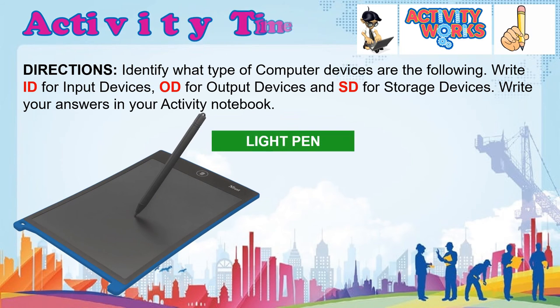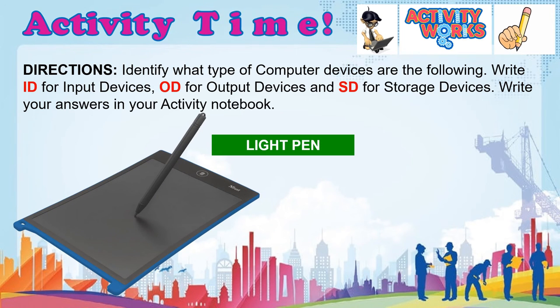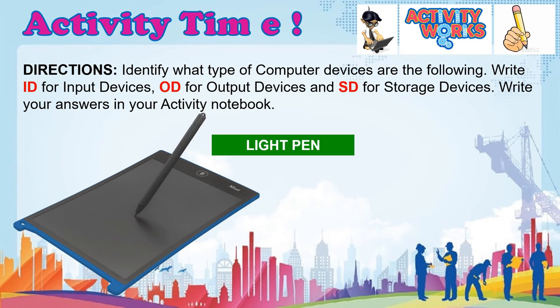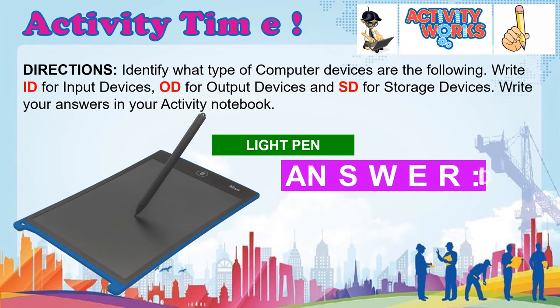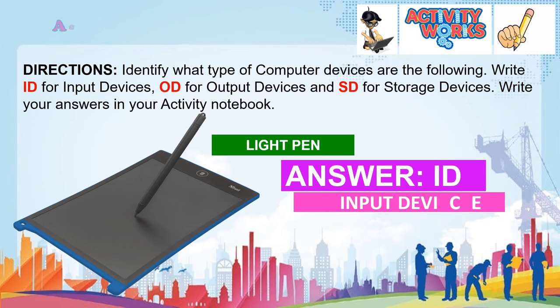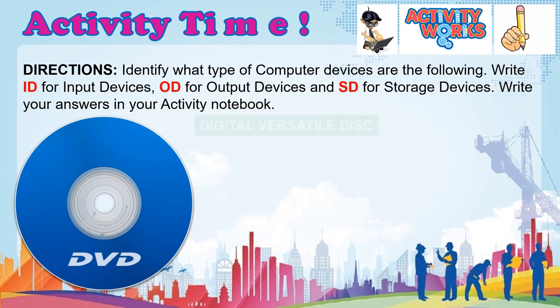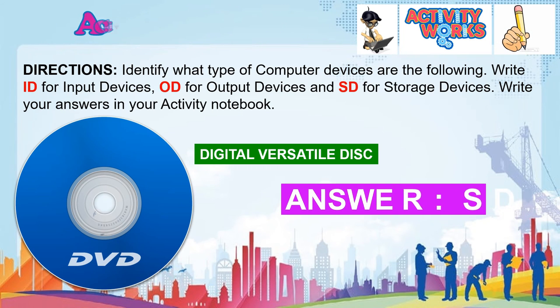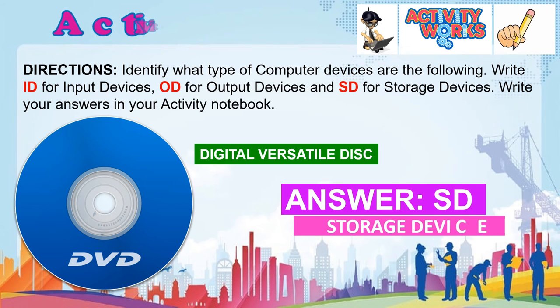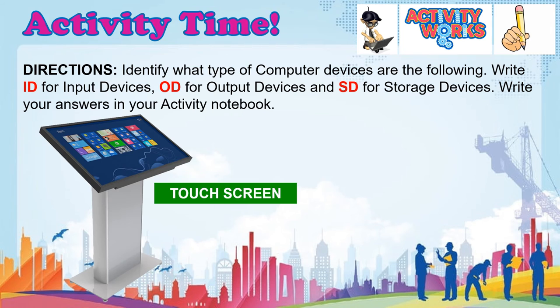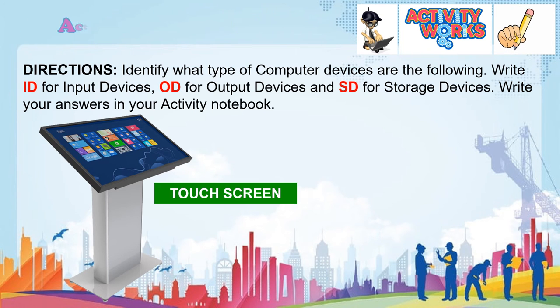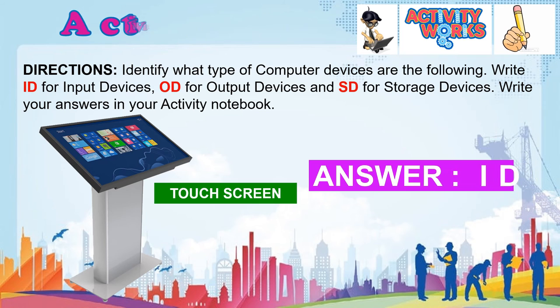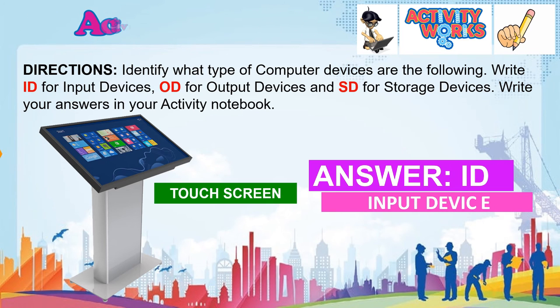Number 3, light pen. The answer is ID. It is an input device. Number 4, digital versatile disk or DVD. The answer is SD. It is a storage device. Number 5, touchscreen. The answer is ID. It is an input device.